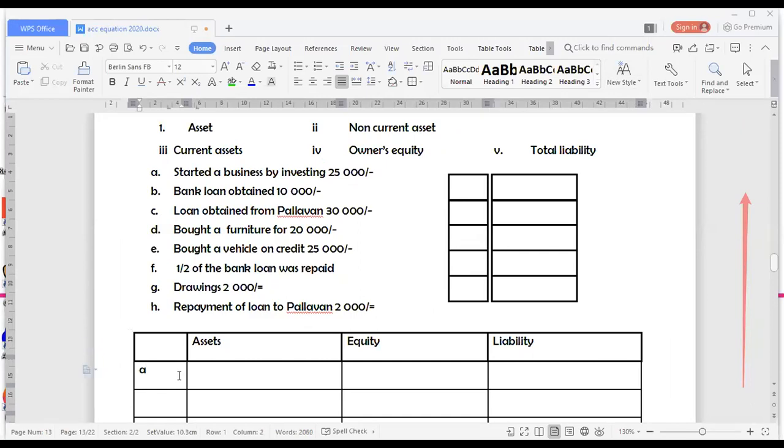A. Started a business by investing 25. You all know, many times we practice this question. When the owner invests some capital, we will receive money. So plus 25,000 cash under the asset. Then since it is invested by the owner, we will add to the equity 25,000 capital.